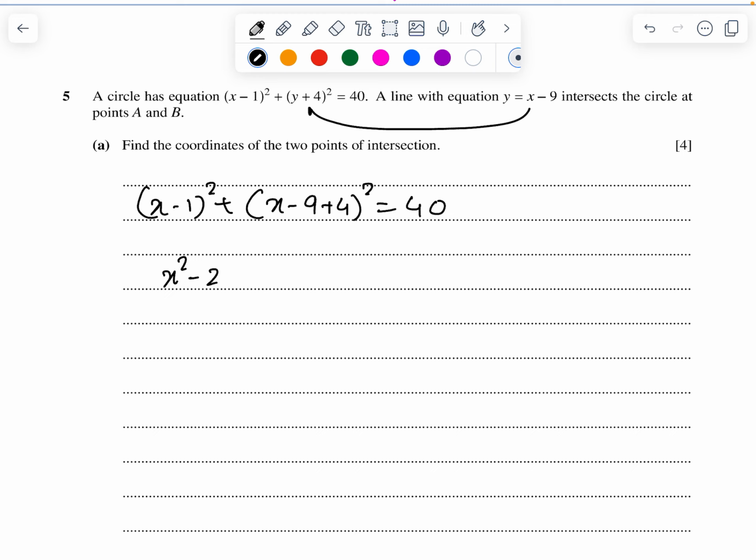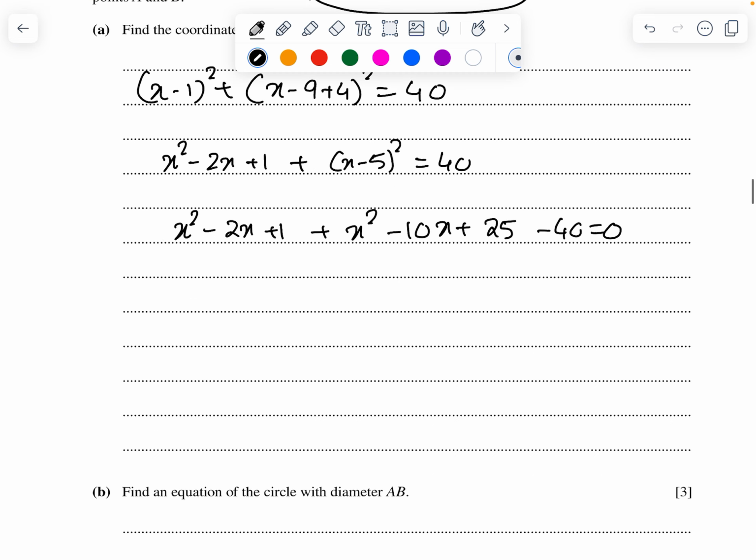So x square minus 2x plus 1 plus (x minus 5) whole square equals 40. x square minus 2x plus 1 plus x square minus 10x plus 25 minus 40 equals 0. So it becomes 2x square minus 12x plus 26 minus 40, which is minus 14, equals 0. So x square minus 6x minus 7 equals 0. Factorize it: (x plus 1) times (x minus 7) equals 0.